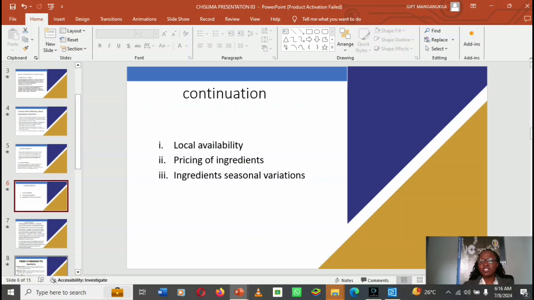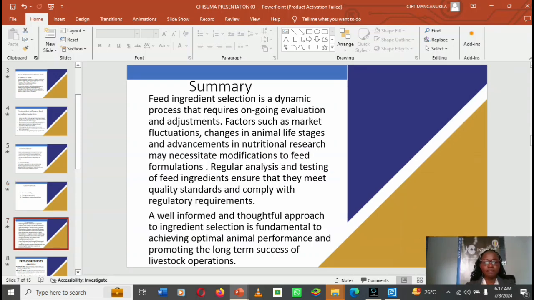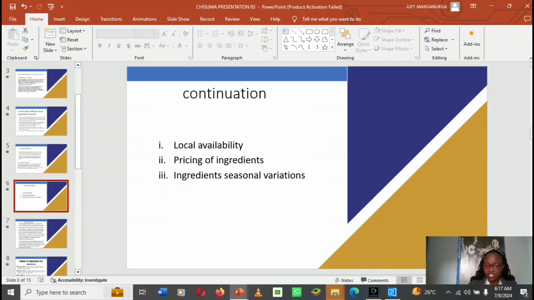Or you can find people who are able to farm in large quantities, such that they have a lot even in the seasons where there is less of that particular ingredient. So ingredients, seasonal variations, we need to pay attention to that. So, summary: feed ingredient selection is a dynamic process that requires ongoing evaluation and adjustment. This is what I've just been talking about with ingredient seasonal variation.